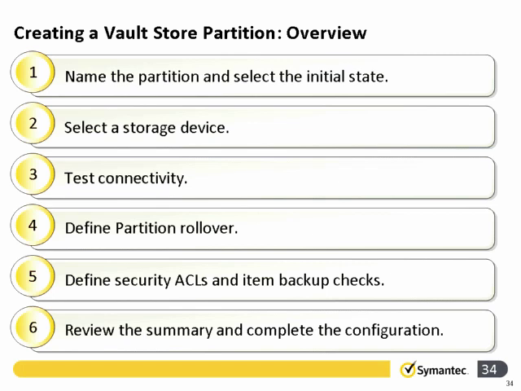When you're creating it, the basic sequence is to name the partition and select that initial size, select the storage device, test your network connectivity, define the partition rollover, which I mentioned a little bit earlier, talk about having the security access control list and when you want the items backed up, and then we'll do a review, a summary, and complete the actual configuration of the partition.